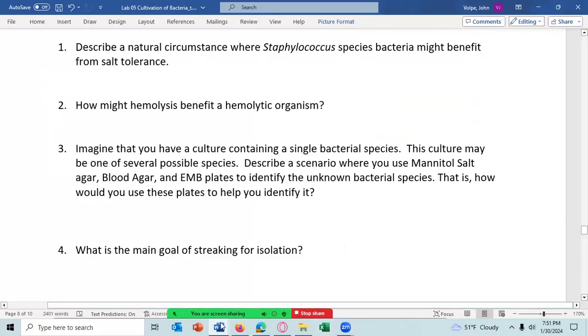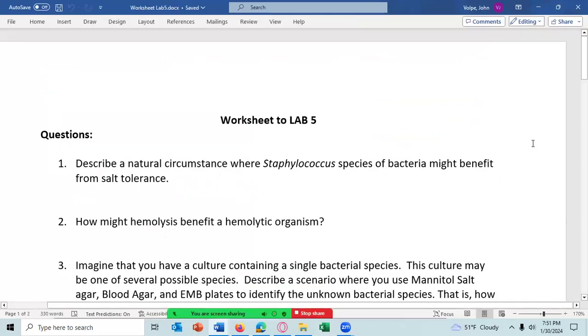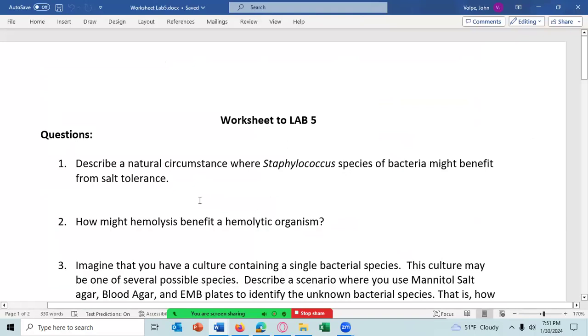Let me go to the worksheet for lab 5. 1, describe a natural circumstance where staphylococcal species of bacteria might benefit from salt tolerance. So when in the natural world would Staphylococcus benefit from being in a natural environment containing salt, so that the Staphylococcus can grow and other species cannot. So you need to name a natural circumstance. You can't say growing in a mannitol salt agar plate, because that's not a natural circumstance.